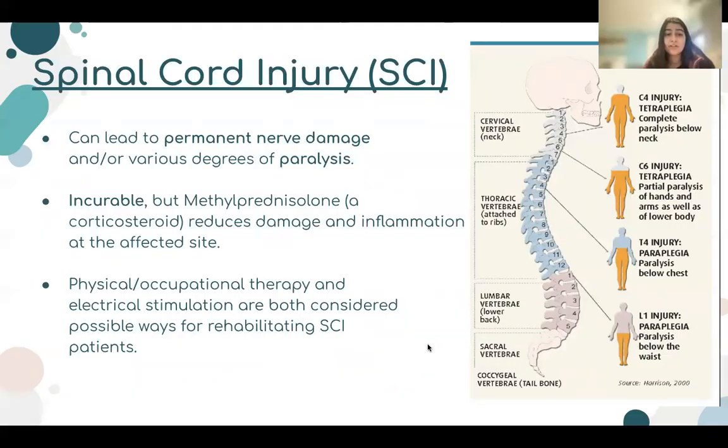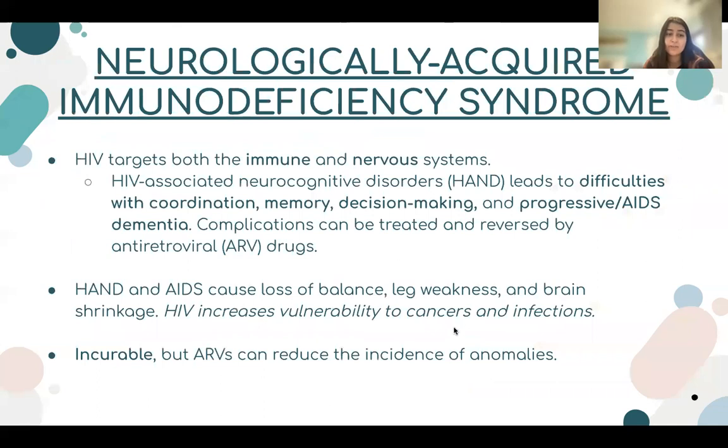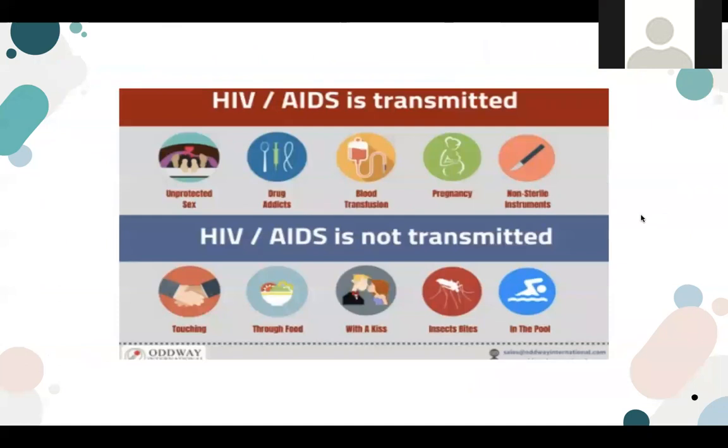HIV is a neurologically acquired immunodeficiency syndrome. In HIV, the immune and nervous systems are attacked. With HIV-associated neurocognitive disorders, it leads to difficulty in coordination, memory, and decision-making. In addition, it increases vulnerability to cancers and infections. This can be treated by antiretroviral drugs. Here are some ways HIV and AIDS are transmitted and not transmitted.